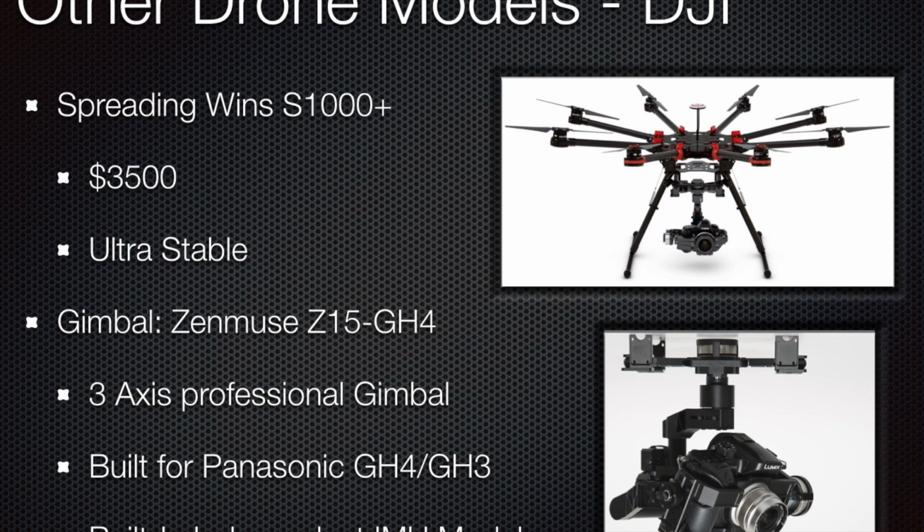And probably one of the most impressive ones out there is the Spreading Wings S1000 Plus. It's around a $3,500 drone itself. It's ultra stable, and it comes with a nice, professional 3-axis gimbal. It's built for some of the higher-end cameras, some of the higher-end movie equipment, but doesn't actually come with any camera. You have to supply that yourself. So it's a rather expensive one, but very inexpensive compared to things like a crane or a boom, professional movie equipment to do something like that. If you're going to do movies with drones, something like this would be good.